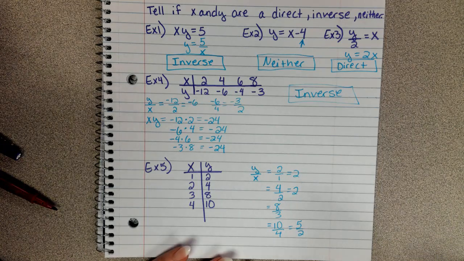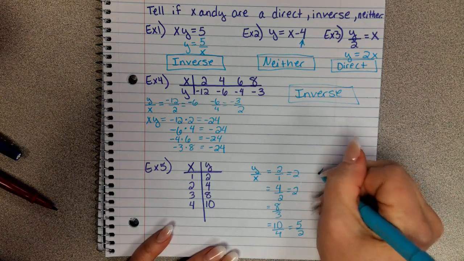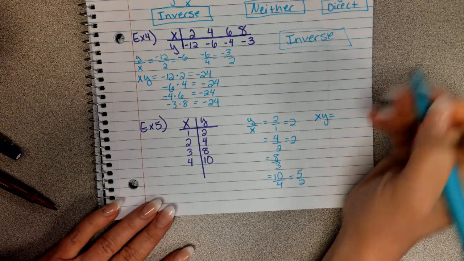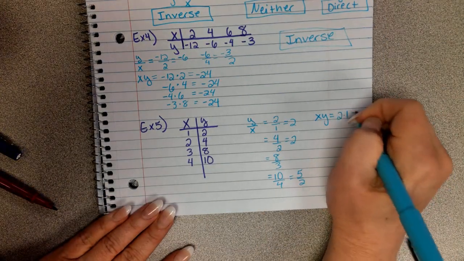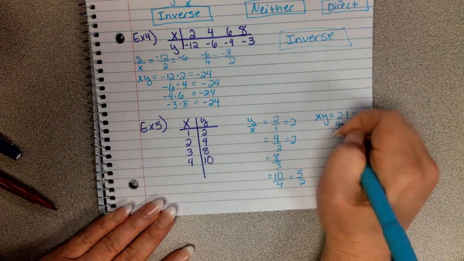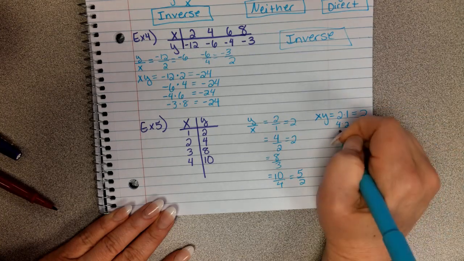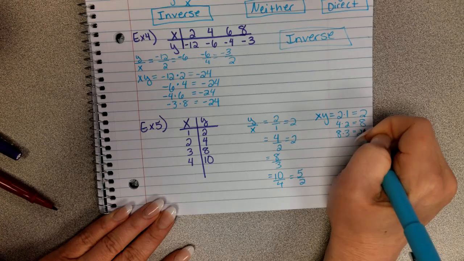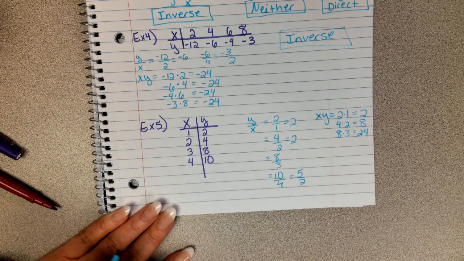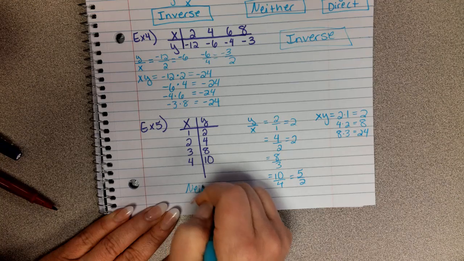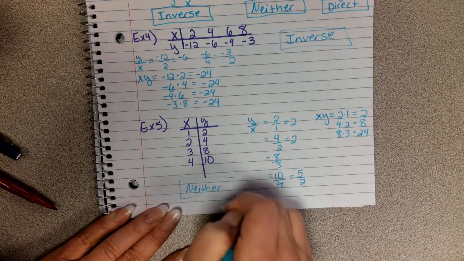That didn't work out. Okay, so let's try x times y and see if we get a constant there. So 2 times 1 is 2. 4 times 2 is 8. Oh. 8 times 3 is 24. This is not working, so that's not going to work either. So neither of these work, so this is neither.